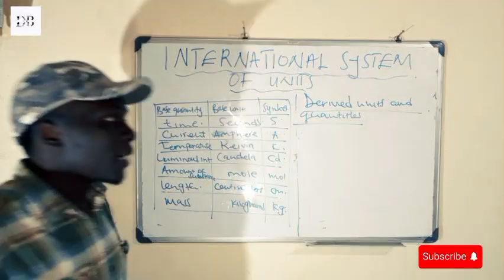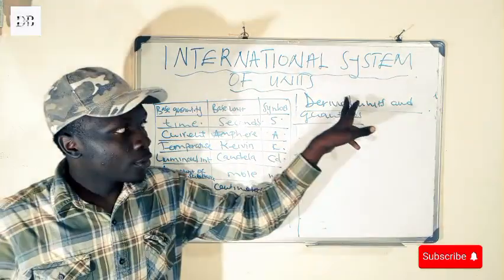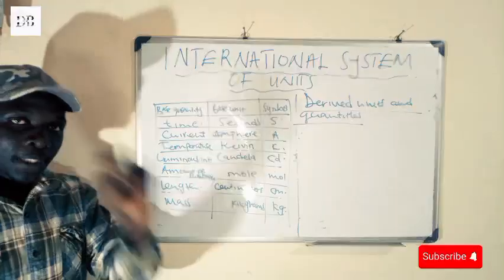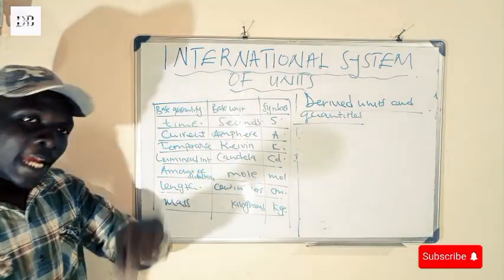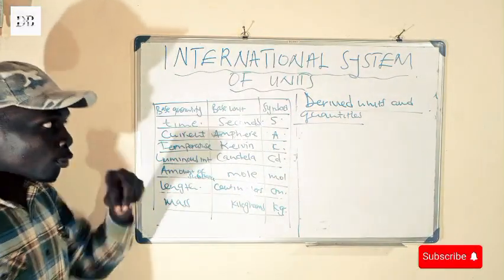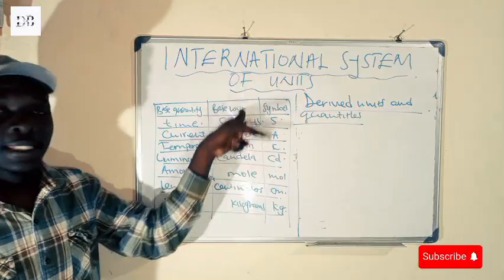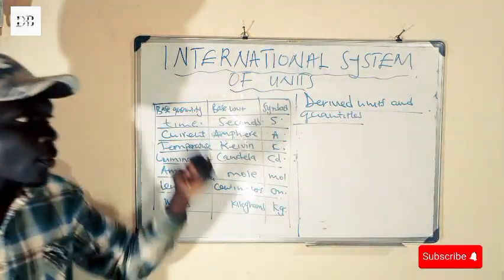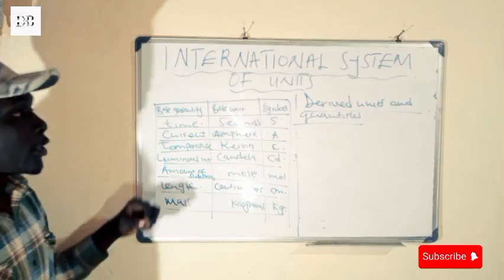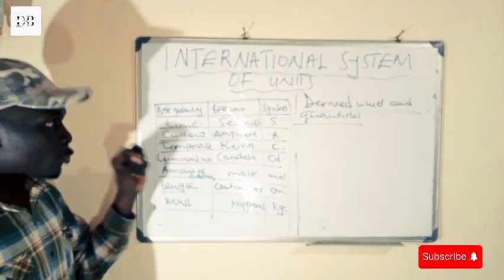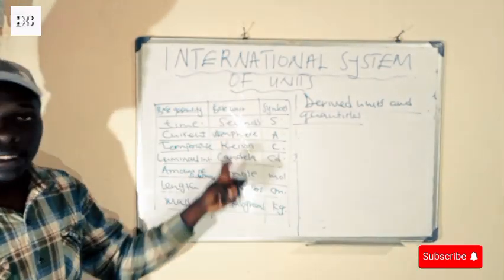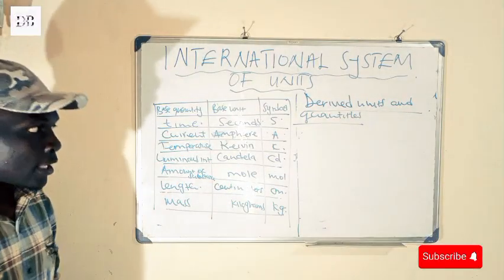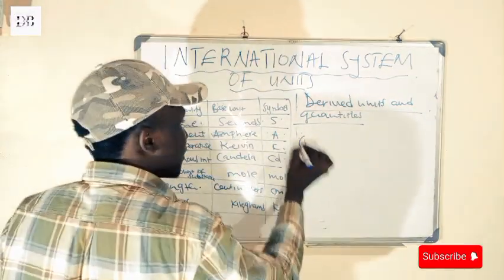If you're trying to define what a derived unit is, you can just say it is a unit that is obtained when you multiply or divide two or more base units. And then a derived quantity is a quantity obtained when you multiply or divide two or more base quantities. So a quantity for a quantity and a unit for a unit. So let us look at 5 examples.